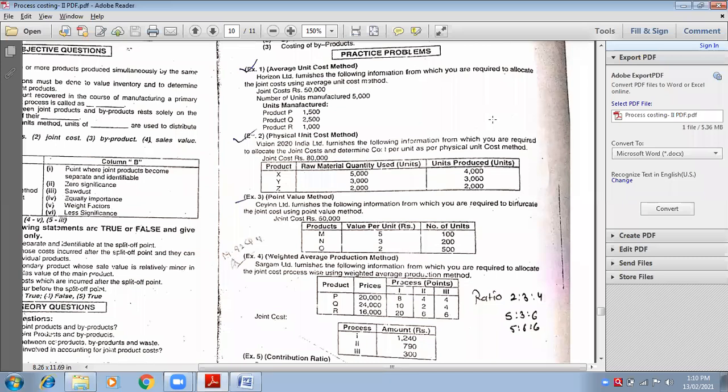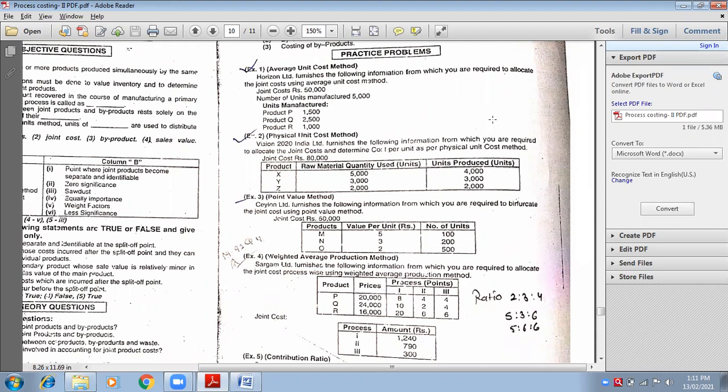Now next is number of units, because until we multiply both of them together, we will not be able to calculate total value. Number of units for M, 100. For N, 200. For O, 500. Very good. Now what you have to do is multiply value per unit and number of units. We will get the total value in the third line of the particulars column.